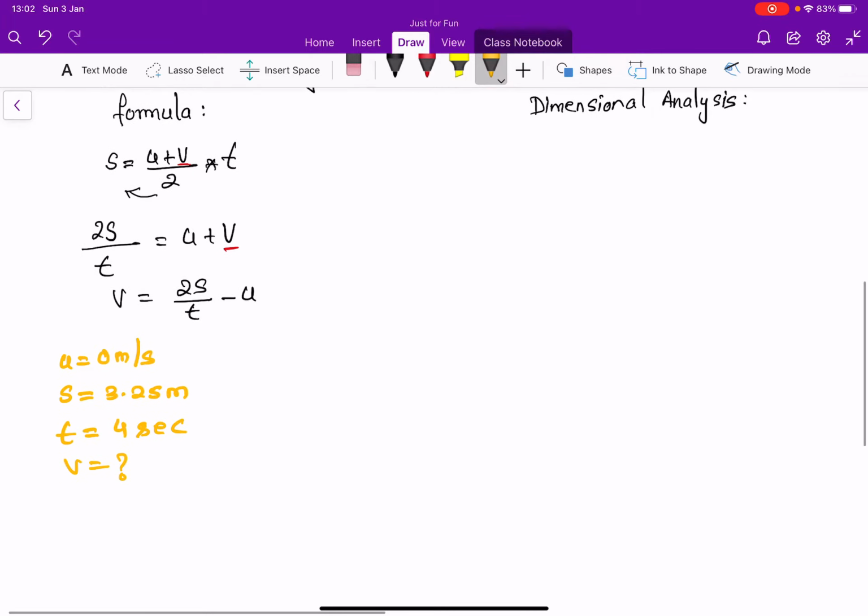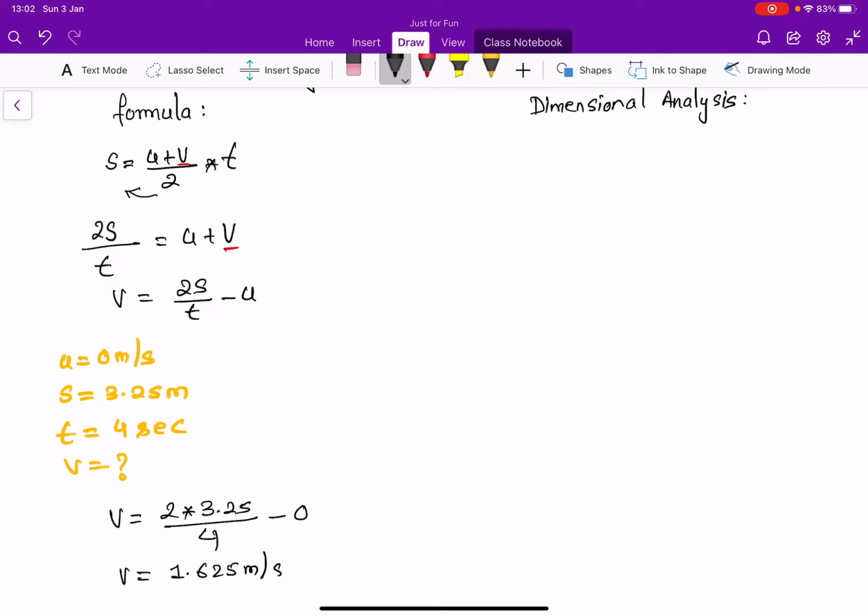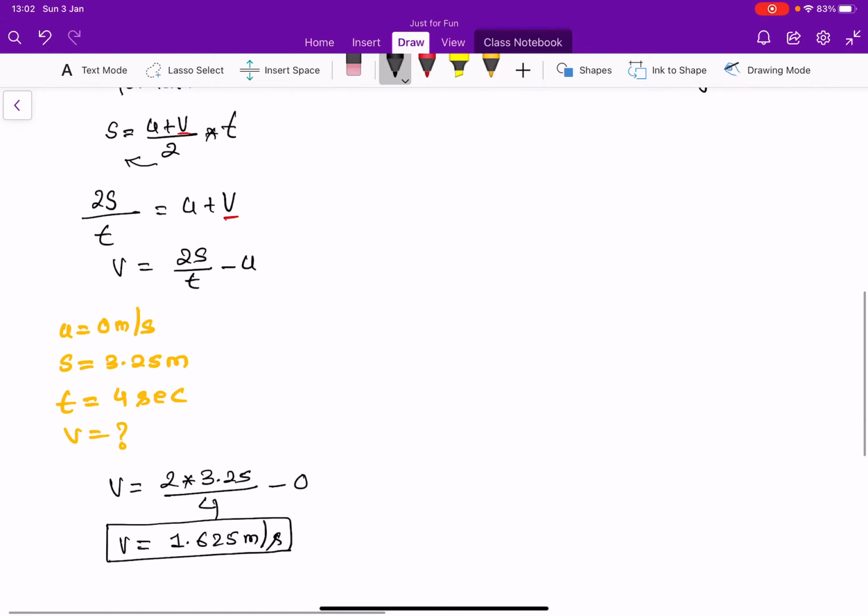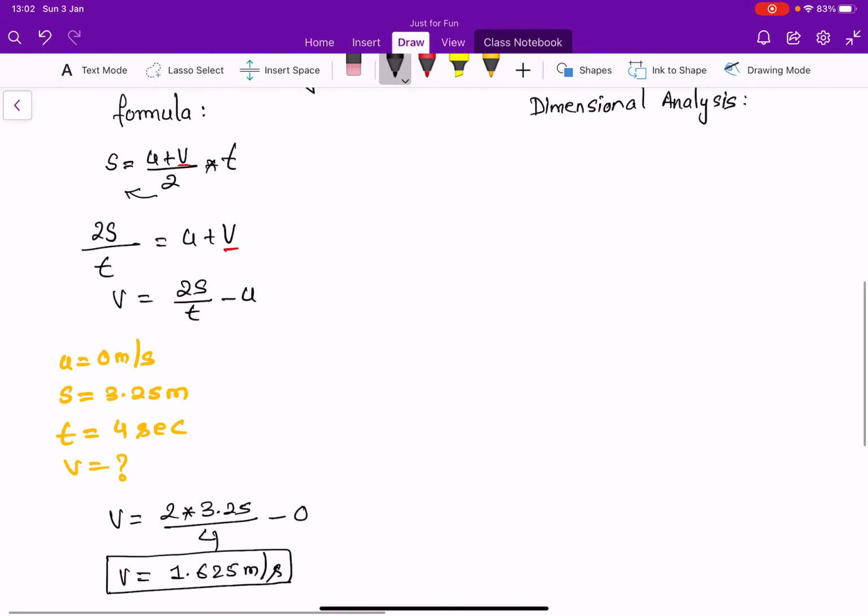Right, so let's substitute all the given parameters in the above equation and see what we're gonna get. If we use this value, 2 times 3.25 divided by 4, as you know that u is 0, we are gonna get 1.625 meter per second. That's the value for our final linear velocity. Okay, now this we got from the formula.